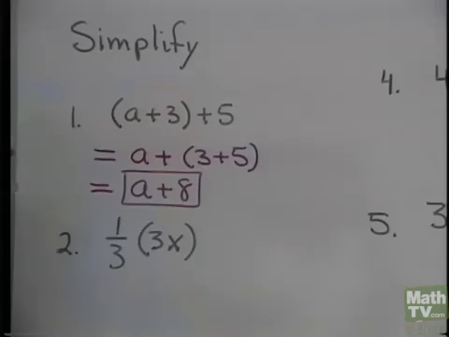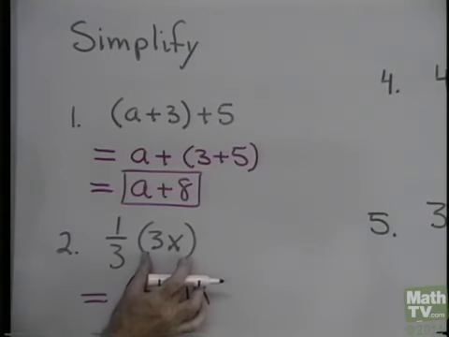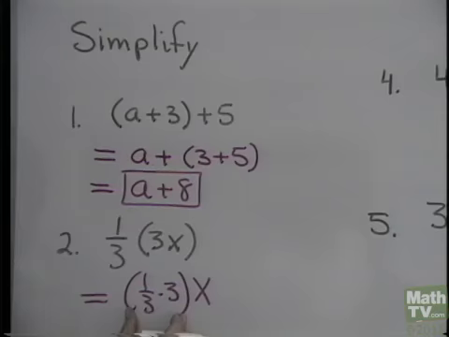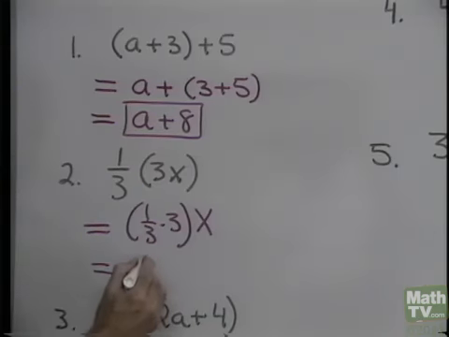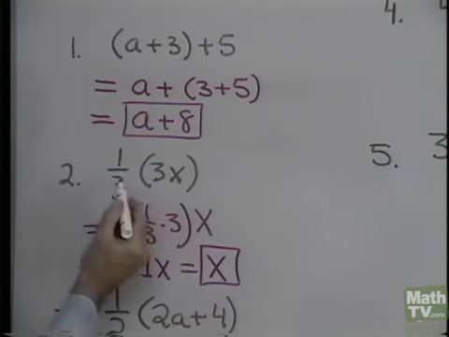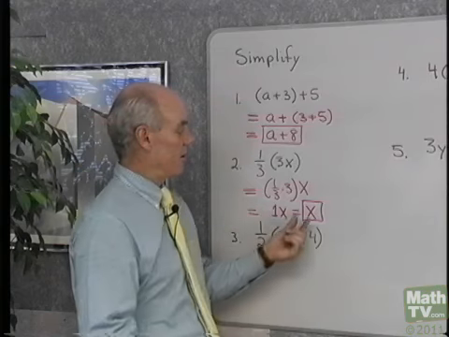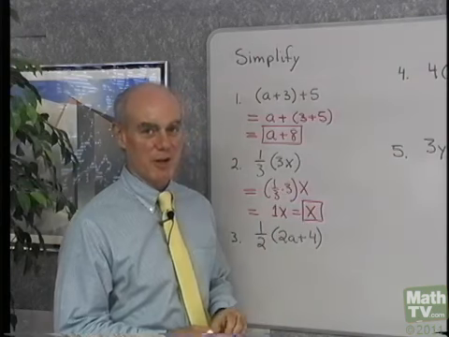Here's our next problem. 1/3 times 3x. How can I multiply the 1/3 and the 3 when the 3 is inside the parentheses? The answer is with the associative property of multiplication. So it's 1/3 times 3 times x. I changed the grouping from 3 and x to 1/3 and 3. Now 1/3 times 3 is 1, times x is simply x. So 1/3 of the quantity 3x in fact does turn out to be x, and the reason is because of the associative property for multiplication.